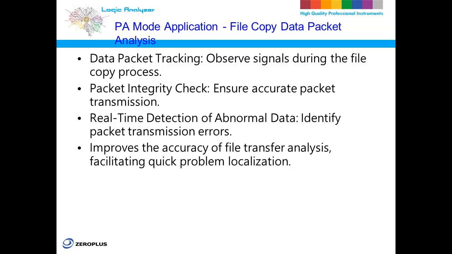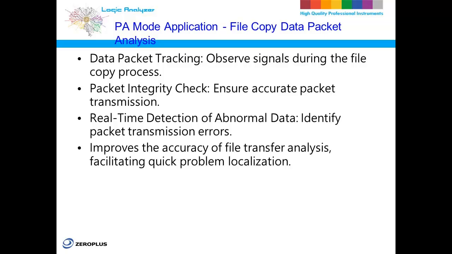Abnormal detection feature: using B2's abnormal detection feature, you can set specific trigger conditions to capture errors or anomalies in data packets. These anomalies could include CRC errors, bit errors, data loss, etc. B2 will immediately alert you, helping you quickly locate the problem. Improving file transfer analysis accuracy for fast issue localization.